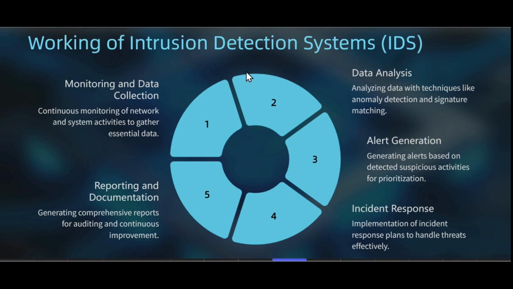So these are the five steps in the working of IDS. First is monitoring and data collection. Second is data analysis. Third is alert generation. Fourth is incident response, and fifth is reporting and documentation of alerts.